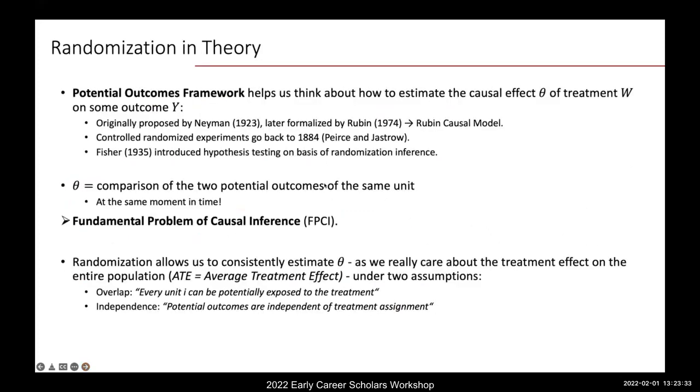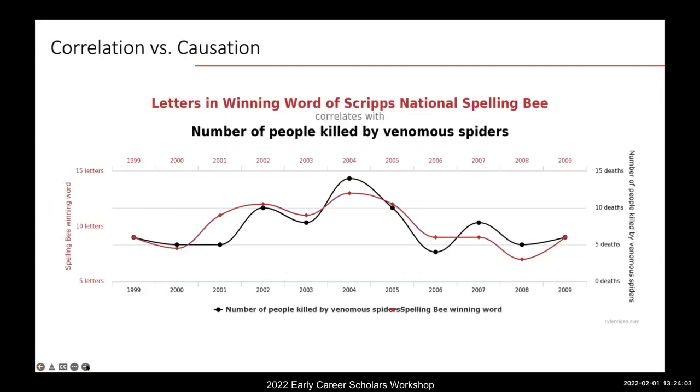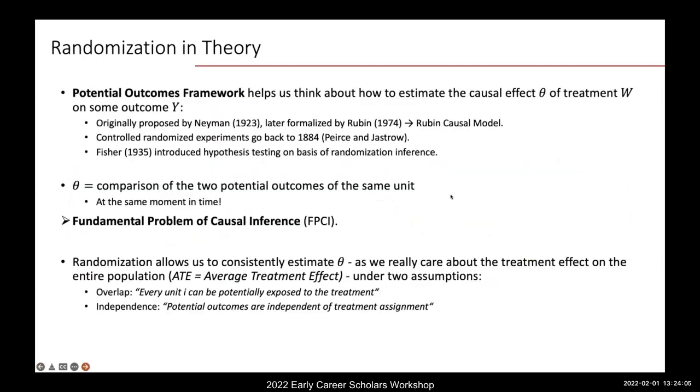Okay, so Julia talked about this in the first session, but maybe some of you haven't been able to attend, so I just want to recap because this is incredibly important to talk about randomization. So we have a potential outcomes framework, and that potential outcomes framework, as Julia explained, helps us to think about how to estimate a causal effect of a treatment W on some outcome Y, okay? So that we do not fall into the trap of spurious correlation, but actually estimate causal effects.